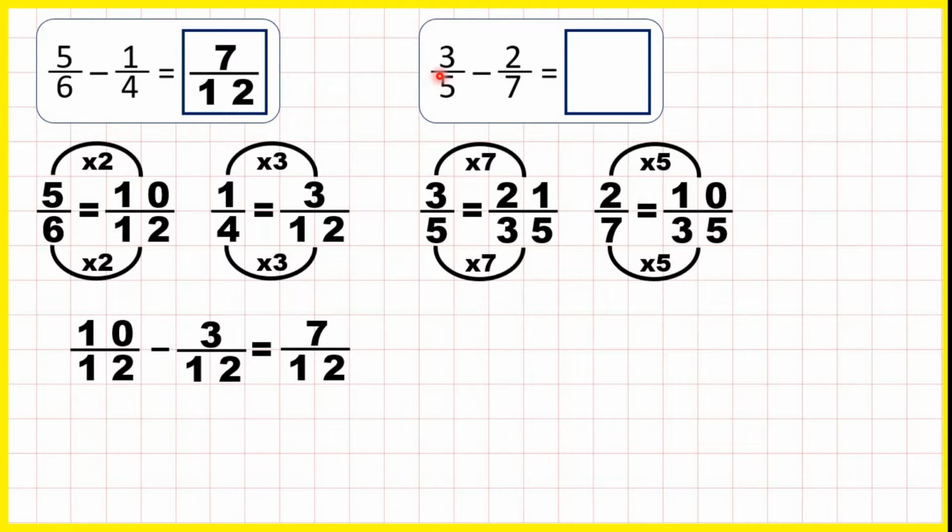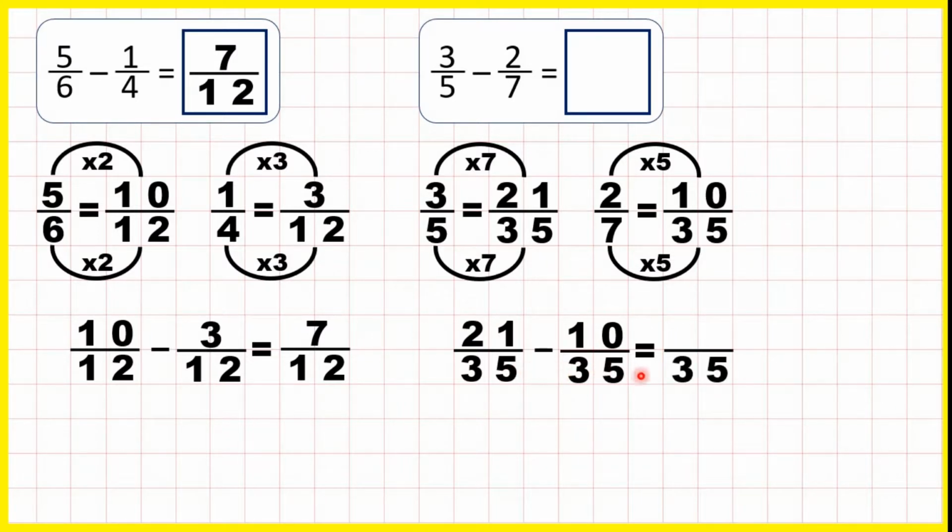So instead of 3/5, we can write 21 over 35, and instead of 2/7, we can subtract 10 over 35. So the denominator stays the same in our answer, and 21 minus 10 is 11. So our answer is 11 over 35.